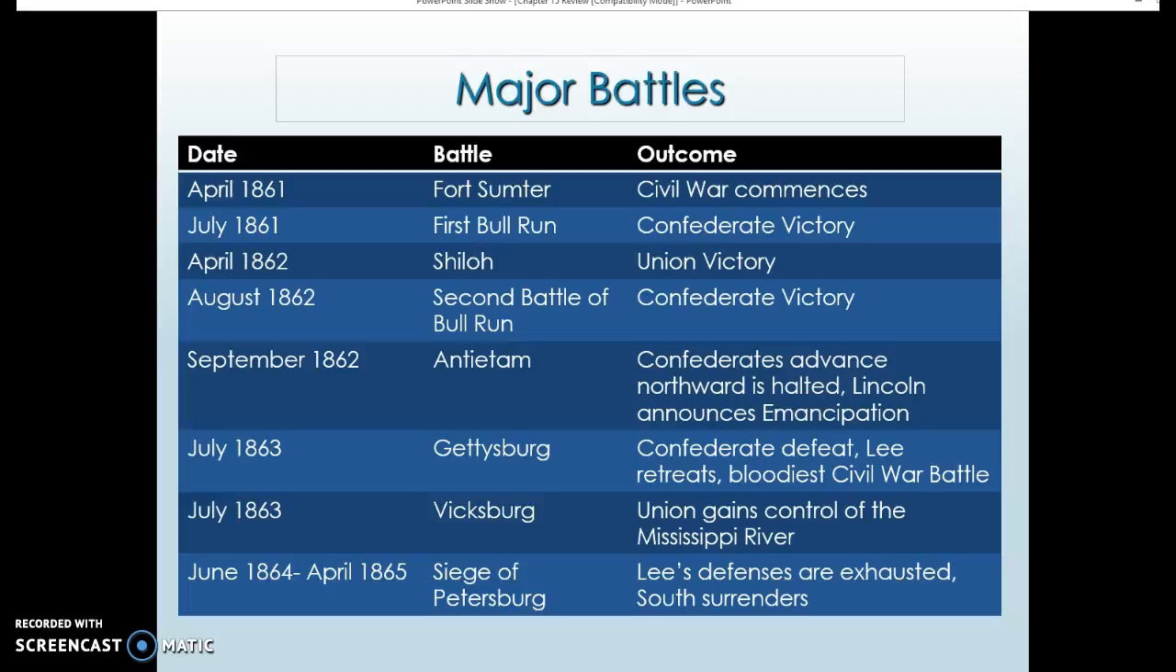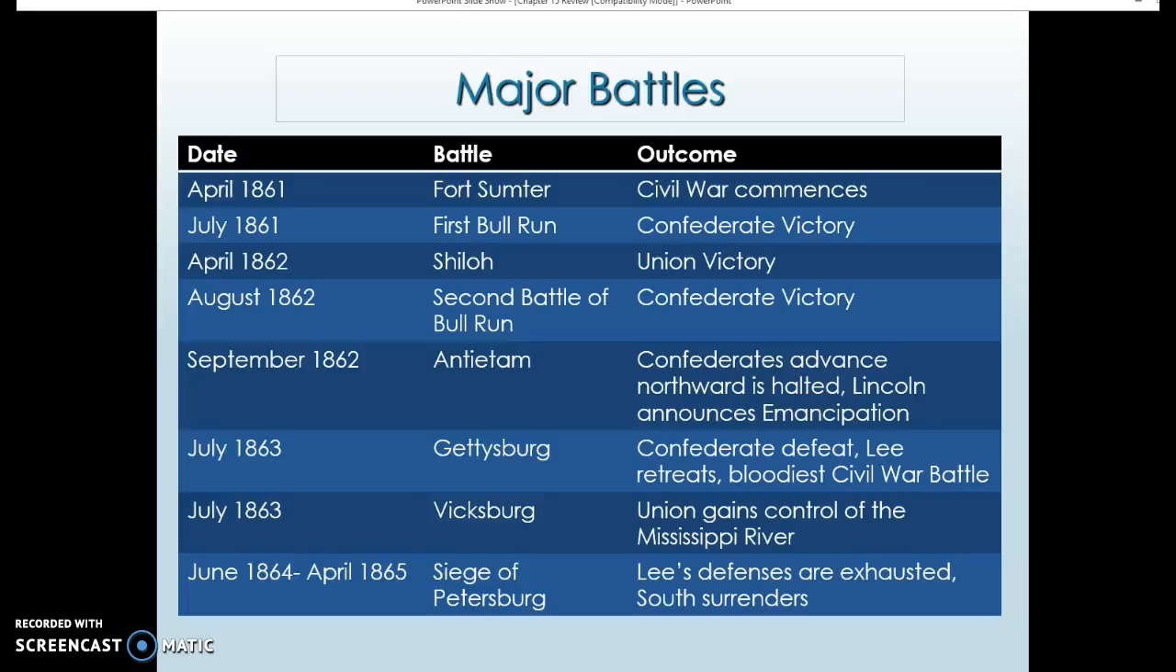It's a Confederate victory and it raises Confederate hopes. You've got the Battle of Shiloh in April of 1862. This is going to be a tactical Union victory. There are 23,000 casualties. That kind of surprises everyone that that many men are going to die at Shiloh.